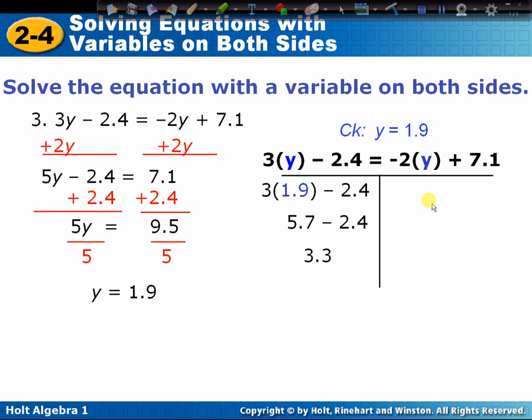Now we want to see if the right side over here matches our left side. So instead of y, again, we're going to put in 1.9. So negative 2 times 1.9 plus 7.1. So when we say negative 2 times 1.9, we get negative 3.8 plus 7.1, and that gives us 3.3. And if you see, both sides have 3.3, so we are correct. Again, make sure you have the work and the check written before you move on.